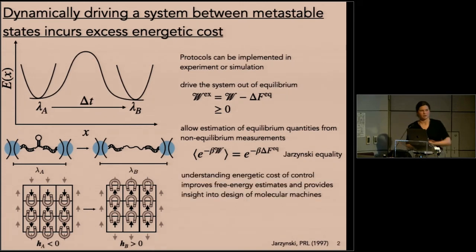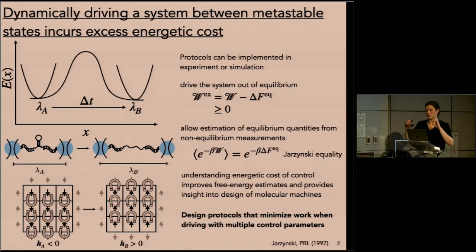And what we're interested in a lot in our group is really understanding the energetic costs of control. So how does the way that you do the driving affect how dissipative the process is? What I'm going to focus on today is looking at driving protocols where you have multiple knobs with which to perturb your system, so multiple control parameters to change its conformational state.